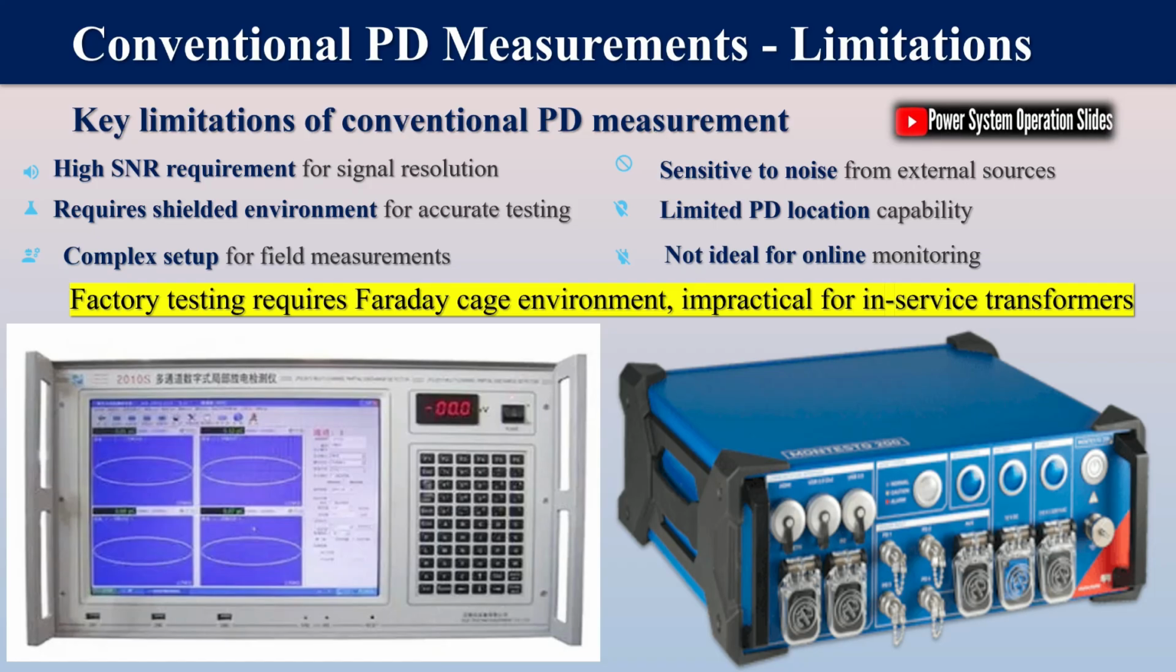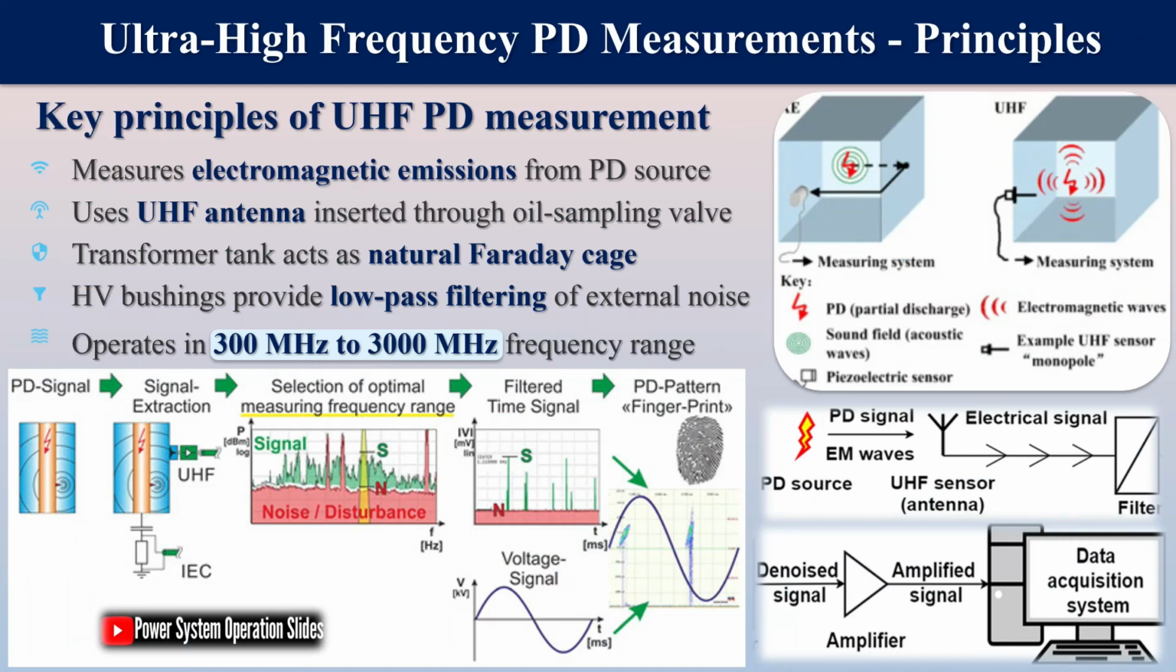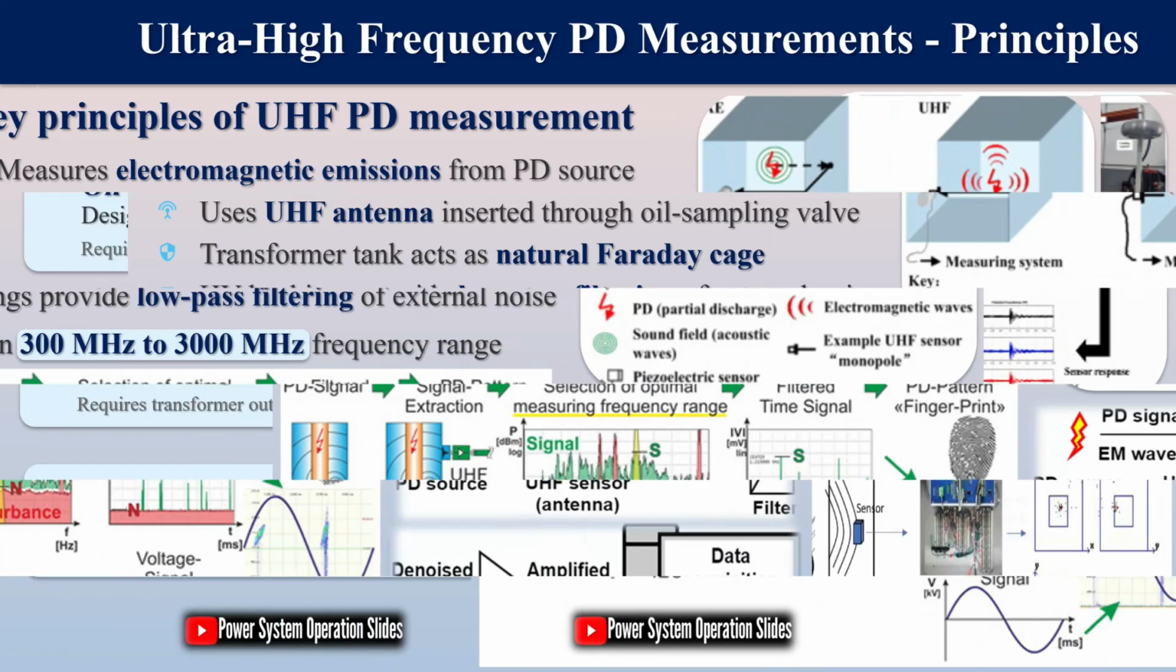These methods measure apparent charge in picocoulombs (pC) using the bushing C1 capacitance as a coupling capacitor to decouple high-frequency PD pulses from both internal and external sources. For bushings without a capacitive tap, an external coupling capacitance is connected in parallel with the bushing, and the PD measurement system is connected to the sensors via coaxial cables.